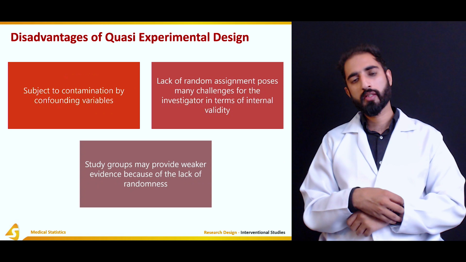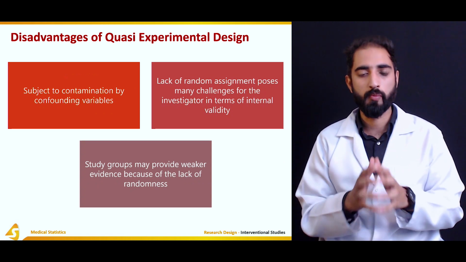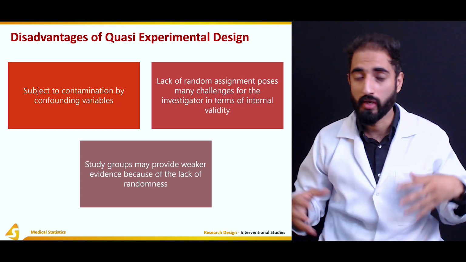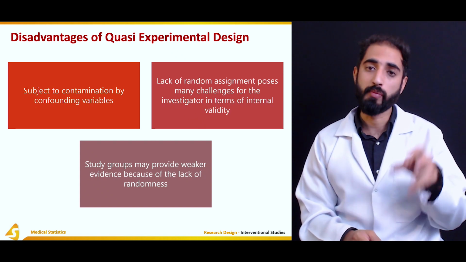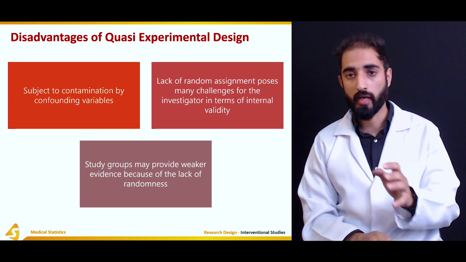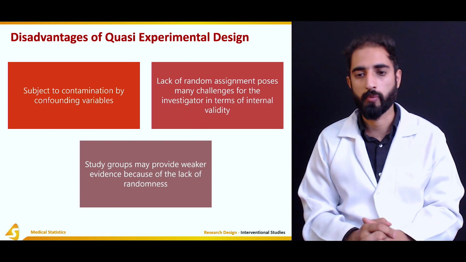Now, what are the disadvantages of quasi-experimental design? The disadvantages include that it is subject to contamination by confounding variables because these are natural experiments. So a lot of confounding variables come into play, and that may affect the validity of the study results, but it actually increases the generalizability of the results because it is a natural experiment.